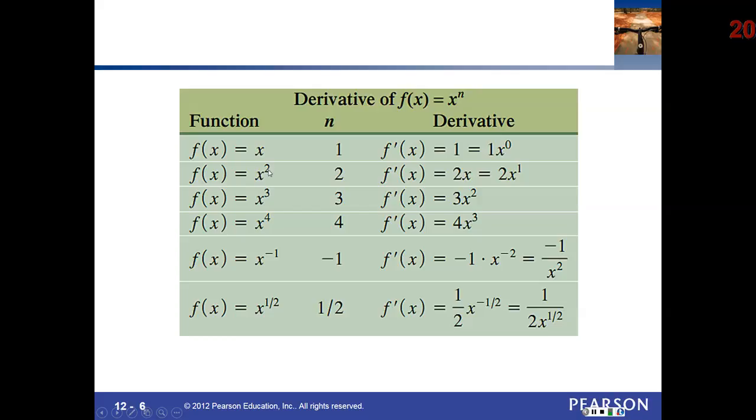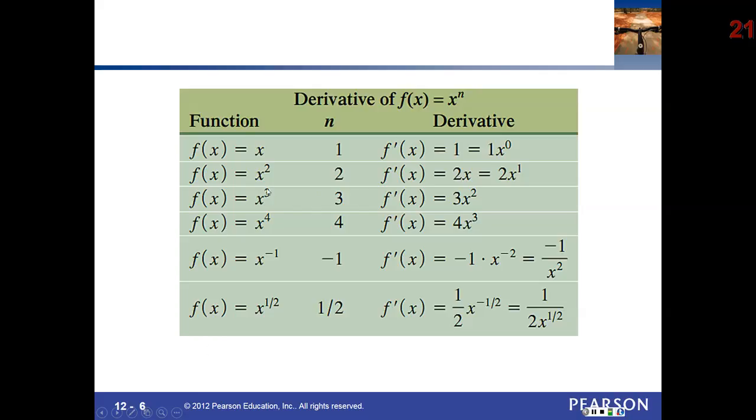If you have x squared, you bring your 2, which is your power, down in front of the x, and then your power becomes 2 minus 1. So that's 2 times x to the 2 minus 1, which is 1, or 2x to the first, which is just 2x.